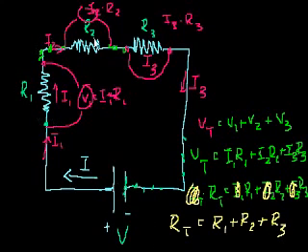So when you have resistors in series like this, their combined resistance is just equal to their sum. And that was just a very long-winded way of explaining something very simple. And I'll do an example.